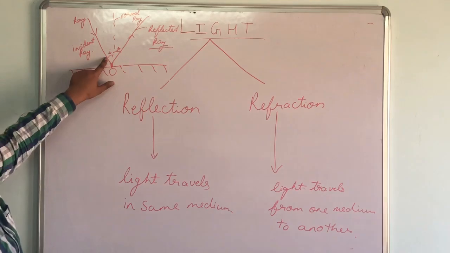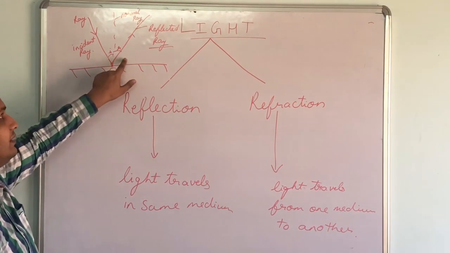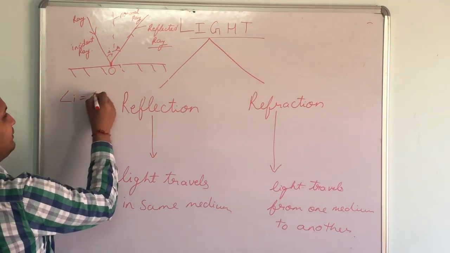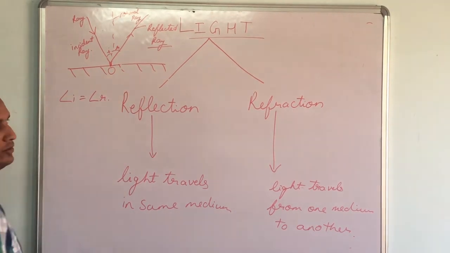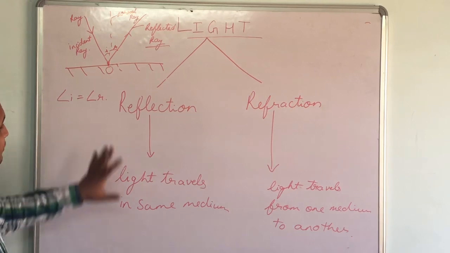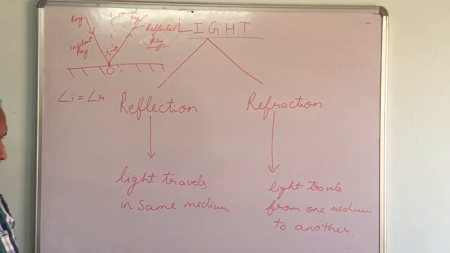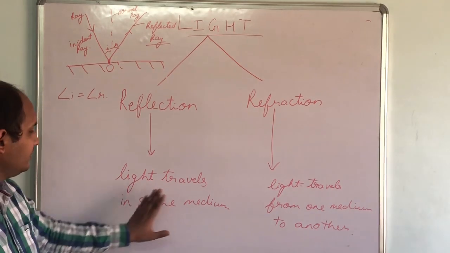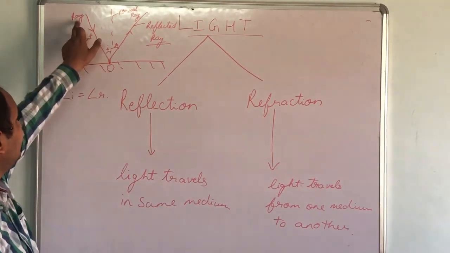So this angle I is known as the angle of incidence. This angle R is known as the angle of reflection. Both these angles are the same in this case. Angle I is equal to angle R, right? This process is known as reflection. In this, there is no change in medium, so light travels in the same medium. As you can see, the medium is the same.